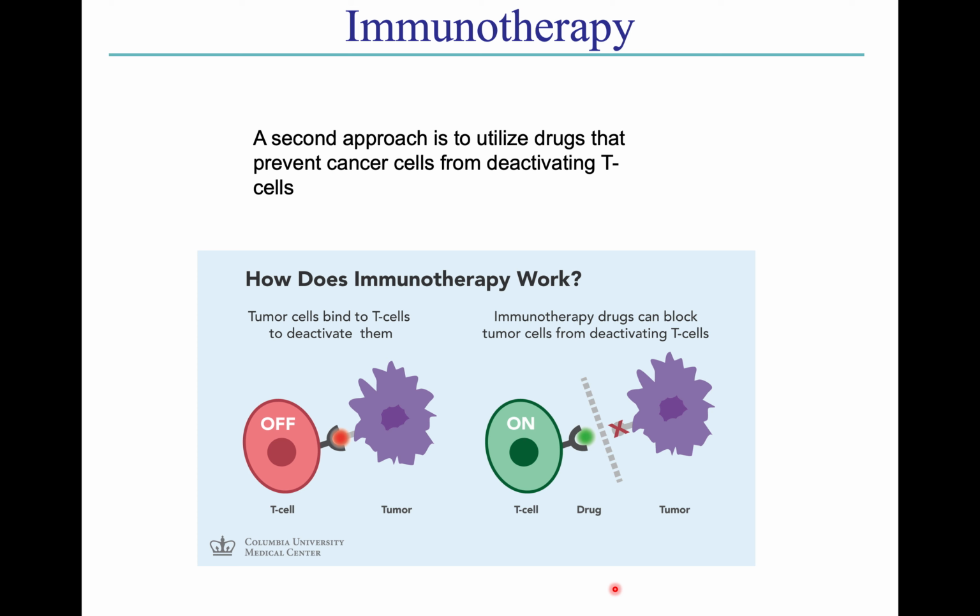Another approach is to try to use drugs that will prevent cancer cells from reducing the immune response. A number of cancer cells have been shown to basically be able to bind to things like T cells and essentially shut them off, deactivate them. So if we could treat with some drugs that might simply block the cancer's ability to inactivate the immune system, then the immune system will continue to be able to fight off that particular cancer.